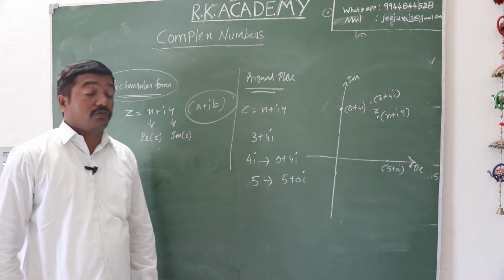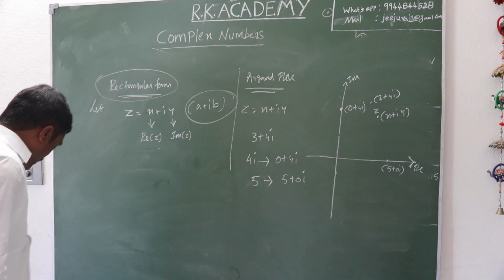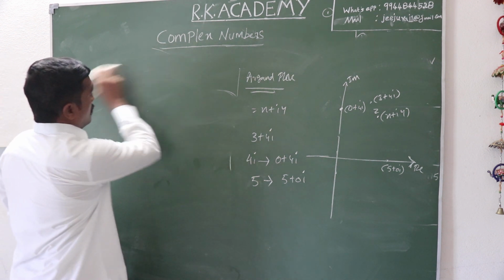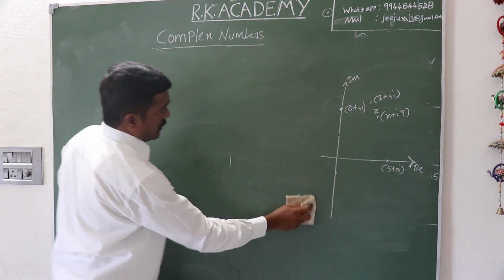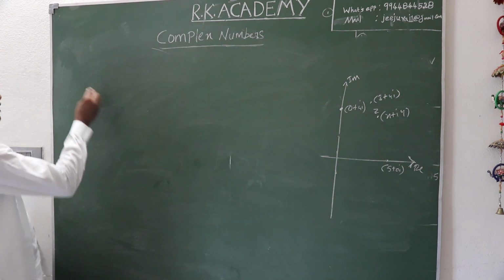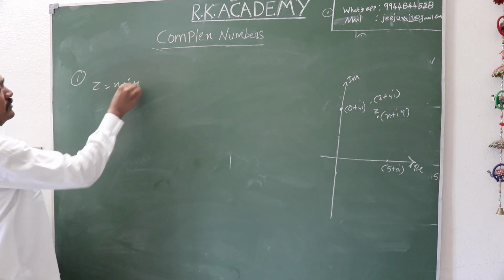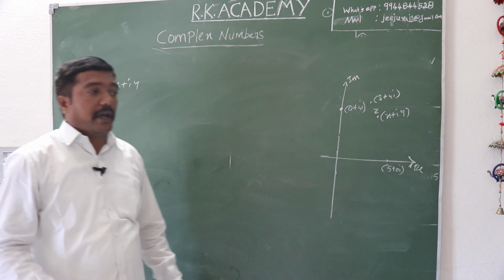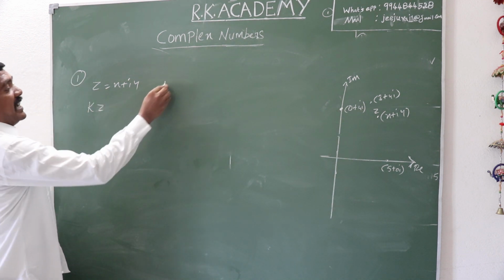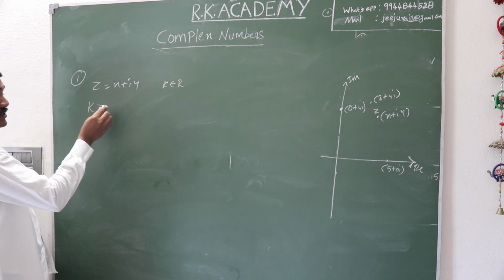Now we are going to see the algebraic operations of complex numbers. So what are all the algebraic operations? Now listen, but very fast. Scalar multiplication of a complex number. What is scalar multiplication of a complex number? Now z is equal to x plus iy. I will multiply by a constant, kz, where k belongs to the real numbers.